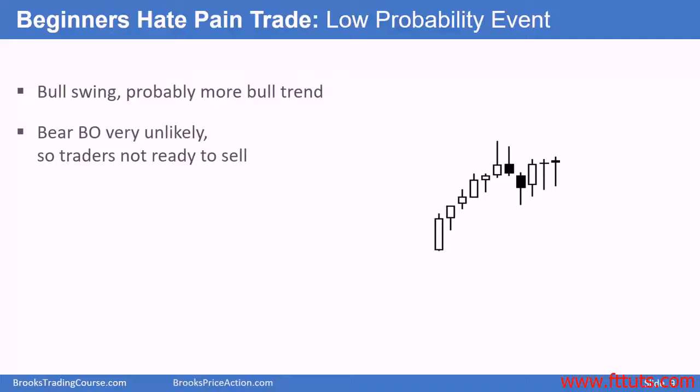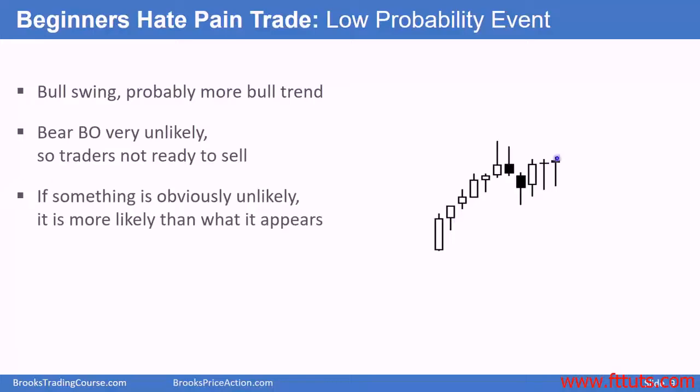Beginners hate the pain trade. The pain trade is simply a low probability event. When traders see a bull swing like this, a series of bull bars, 6 consecutive bull bars, they assume this is a bull flag and that we're going to continue higher. The probability is that we're either going to go sideways or more up. The probability is that we're not going to go down, at least not anytime soon.